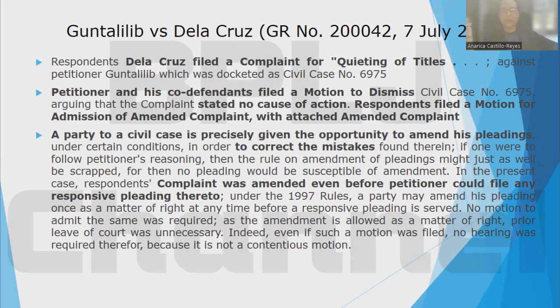In this case, De La Cruz filed a complaint for quieting of title against Guntalili. Petitioner and his co-defendants moved to dismiss on the ground that the complaint stated no cause of action. Respondent filed a motion for admission of an amended complaint with attached amended complaint. A party to a civil case is precisely given the opportunity to amend his pleadings to correct the mistakes. In this case, the complaint was amended even before the petitioner could file any responsive pleading, and therefore amendment is a matter of right.